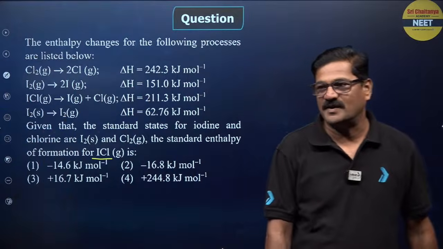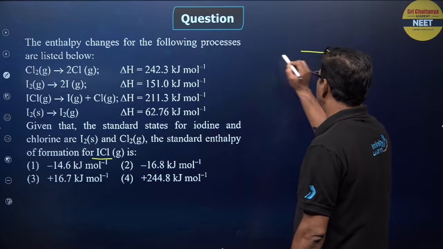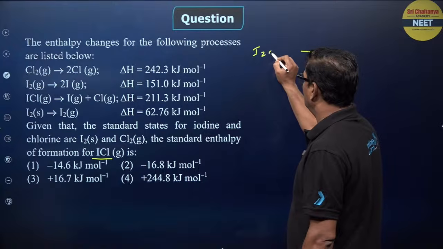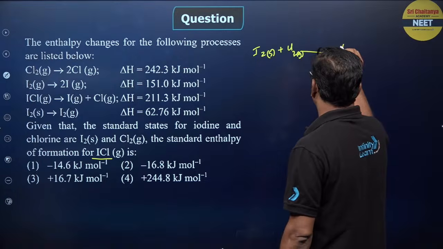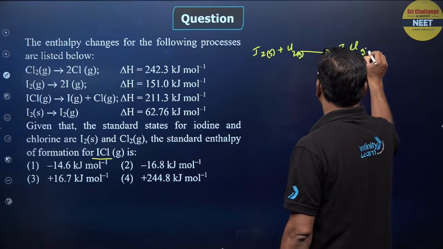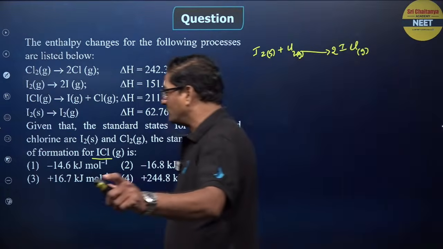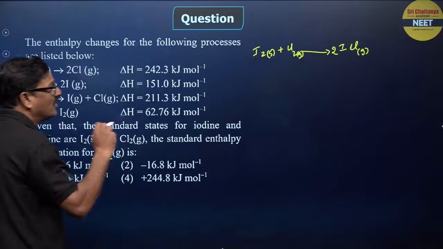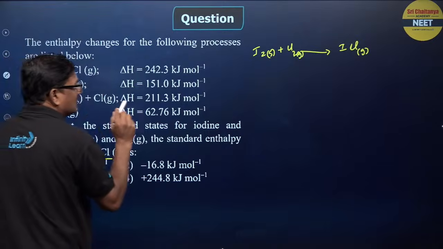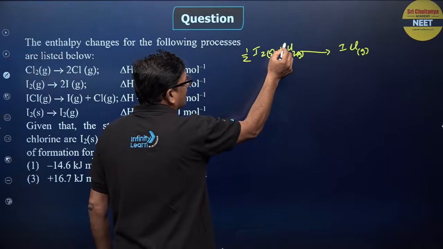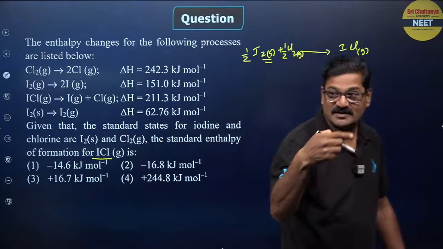Standard enthalpy of formation of ICl is. Here it is given as I2 solid plus Cl2 gas giving ICl gas. Okay, so standard enthalpy of formation, by definition, you have to take 1 mole. So it has to be half. It has to be half. But it is given in the solid state, it has to be evaporated.